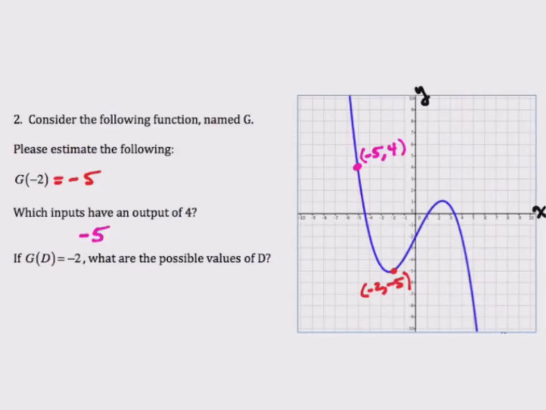If g of d equals -2, what are the possible values of d? What we're just saying is, if -2 is the output, what are the possible inputs? So let's take a look. Let's find -2 on our output axis and see what the inputs could be. And it appears we've got 1, 2, 3 different points for which -2 is the output. And it appears that the inputs could be -4, 0, and +4. So the possible values of d are -4, 0, and +4.